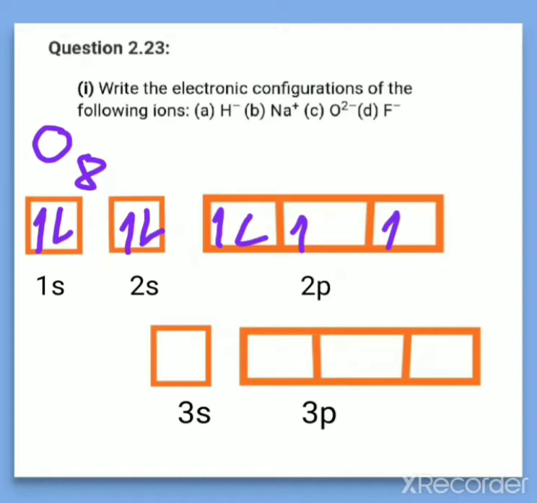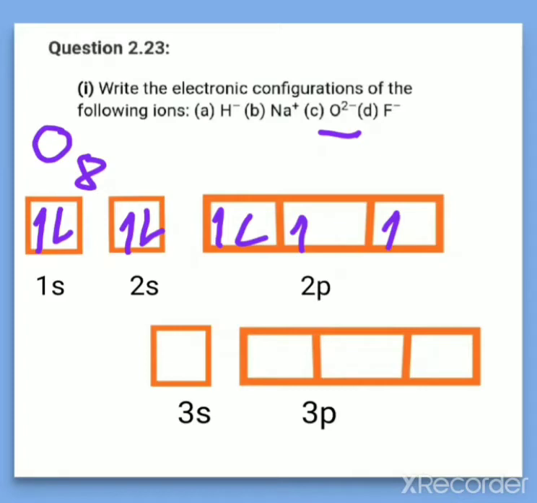We have filled the electrons according to the Aufbau principle, Pauli exclusion principle, and Hund's rule. But this is for the O2 negative ion, so we need to write down the electronic configuration for O2 negative. The 2 negative indicates 2 electrons are added. It has gained 2 electrons, so you need to add 2 more electrons.